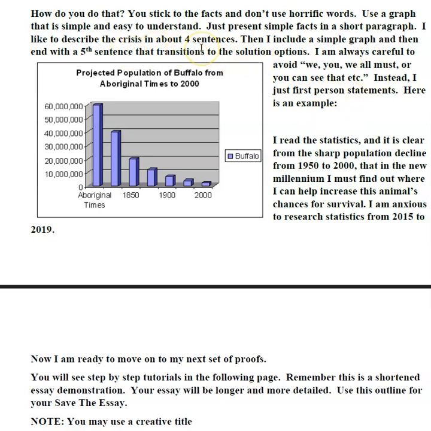Four sentences about the problem, all of which are documented. Make sure you don't just throw in something. You need to show a citation for where you got that information. And the fifth sentence translates to the solution options that you will be reporting on.